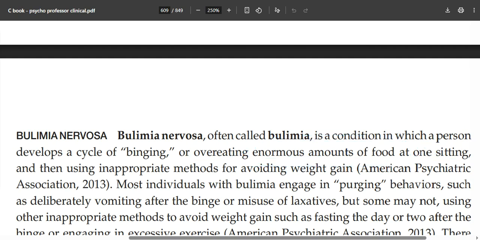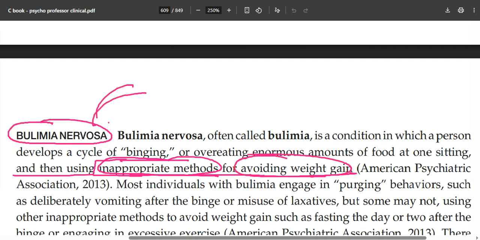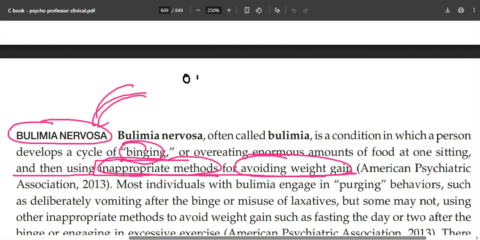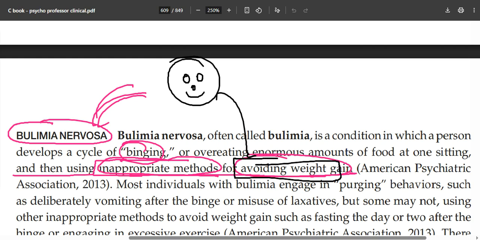Maybe like 2 days' worth you are eating at once, and then using inappropriate methods, which we are talking about, the compensatory methods for avoiding weight gain. Inappropriate methods for avoiding weight gain. So what is bulimia nervosa? Eating, eating, eating. Which type of eating? It is binge eating, and then you try to do what? You try to act smart and get to a zero figure by avoiding your weight gain.